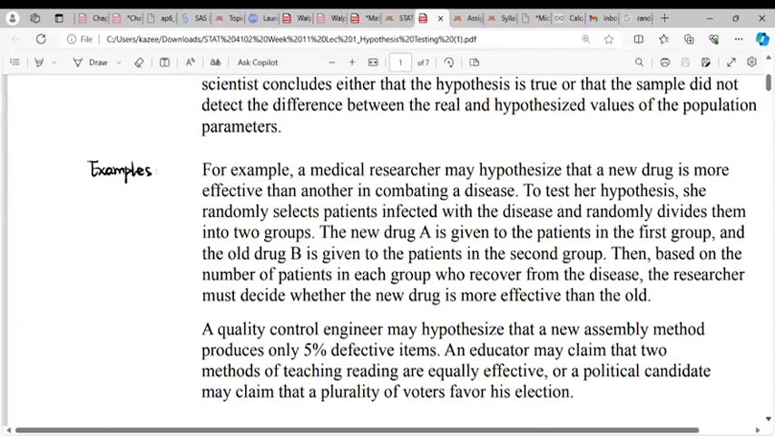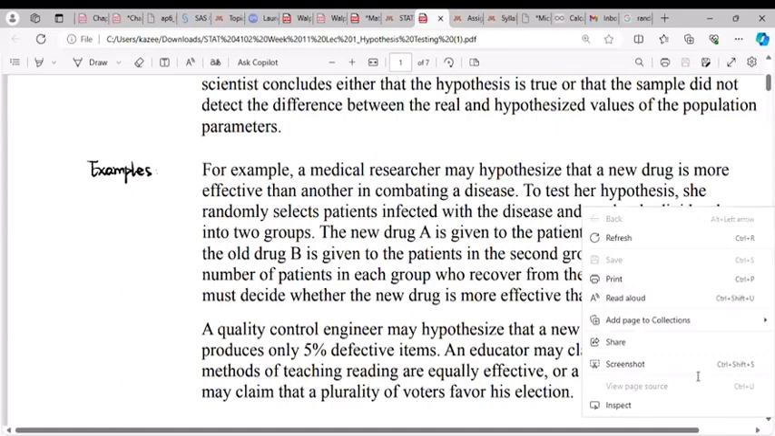We don't want a situation whereby we take a wrong decision at the end of the day. Imagine we said the new drug is more effective than the old one, and if we arrive at that decision wrongly, it means that it is going to lead to the waste of taxpayers' money and resources.